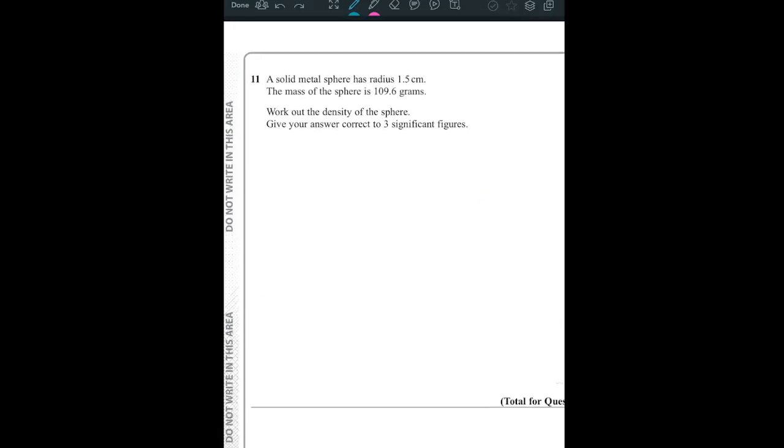Question 11. Solid metal sphere of radius and mass, work out the density. So we need to remember our density formula. The way I remember it is dmv as a little formula triangle. So I want to do the mass divided by the volume. I don't have the volume yet, but I do know it's a sphere and I know its radius. So again, looking at that front page, inside front cover from your formula book, the volume of a sphere is given by 4/3 pi r cubed.